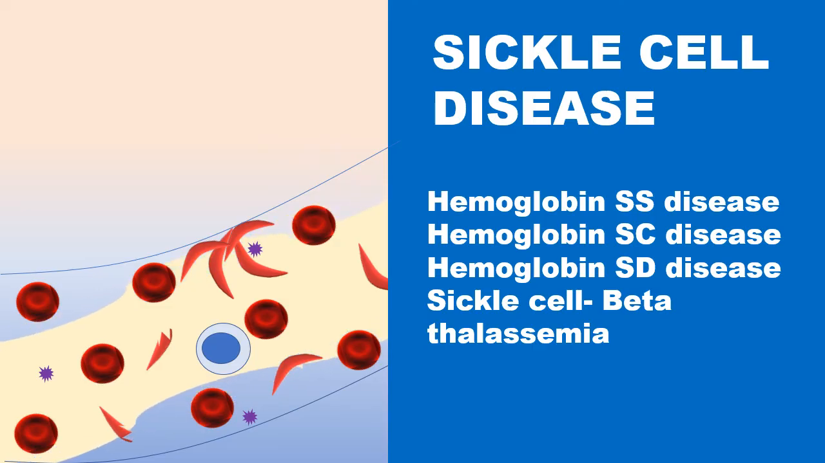Sickling and the manifestations produced by the sickling episodes is not unique to sickle cell anemia. It can be seen when hemoglobin S is seen in association with other abnormal hemoglobins like hemoglobin C, hemoglobin D, and beta thalassemia.